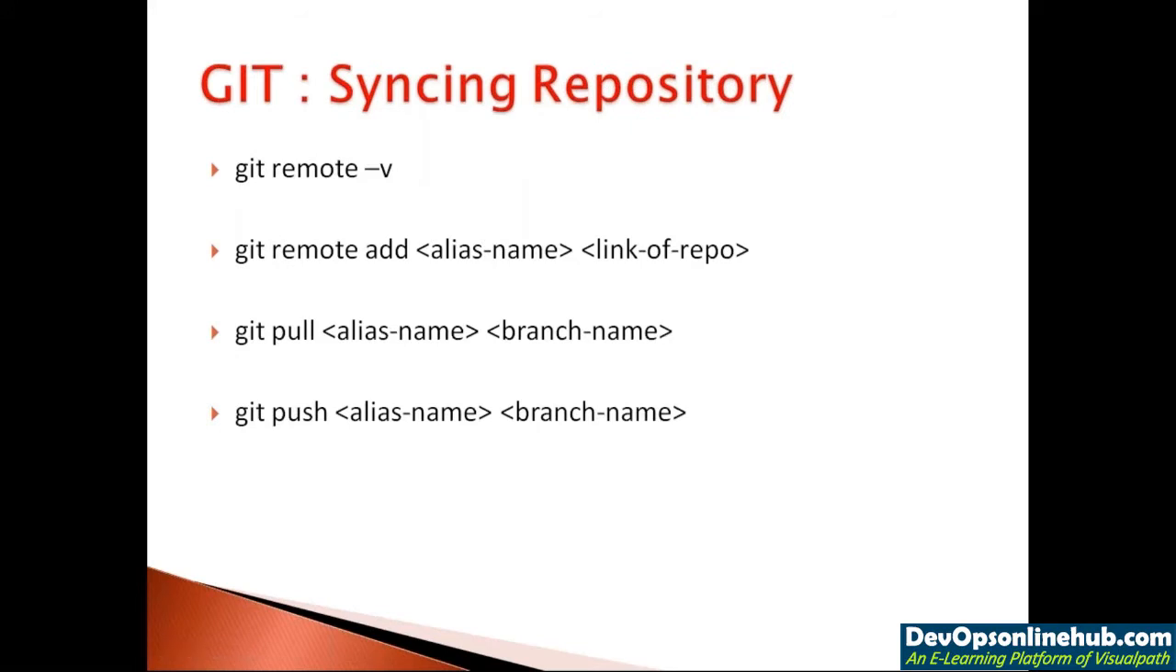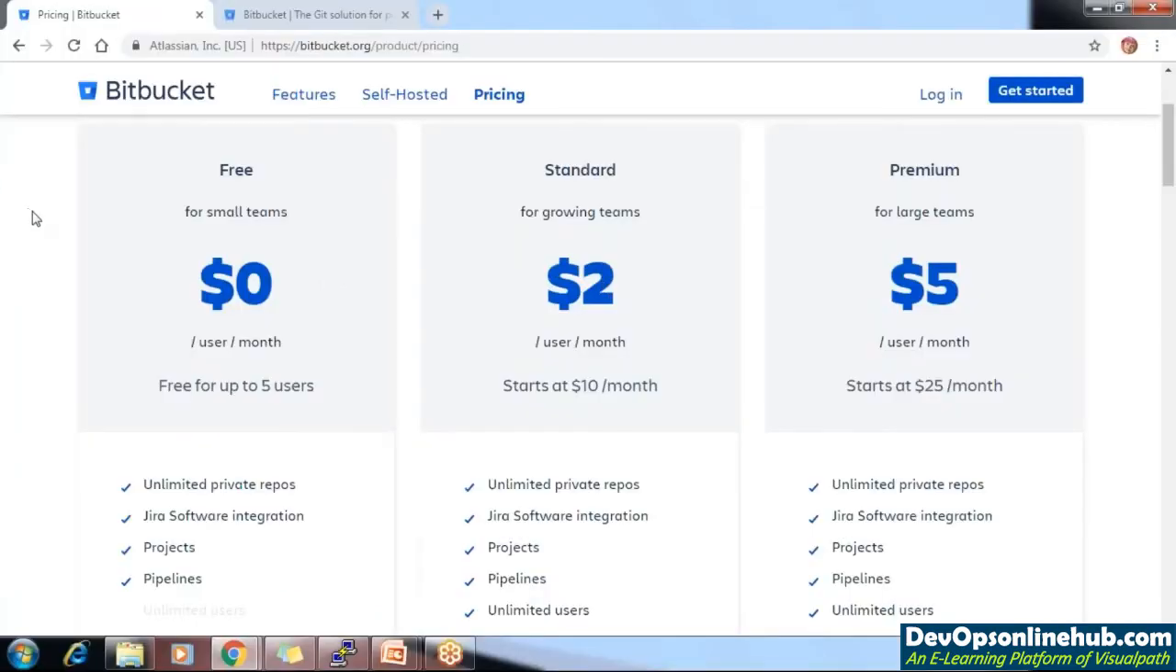Here you can go to the bitbucket.org site for the pricing details. Git is an open source tool, so it is free, but Bitbucket is both free and paid. It is decided on our use. As you can see on the screen, it is free for up to five users.